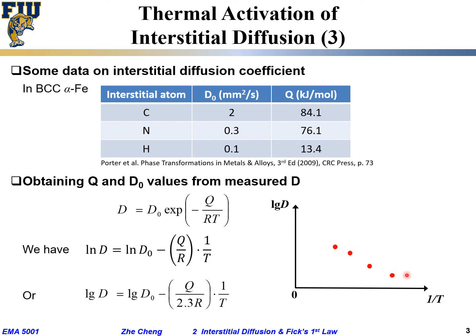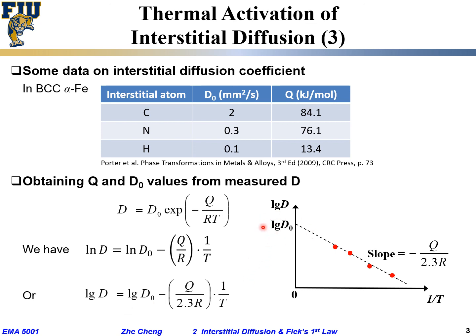And if we do a linear fit, we get something like this, right? And the slope, what is the slope? Do you see the slope would just be, if we plot the logarithm with base of 10, Q over 2.3 R with the minus sign, right? That's our slope. And what is the intercept? When 1 over T is 0, this term becomes 0. Log D equals log D0.